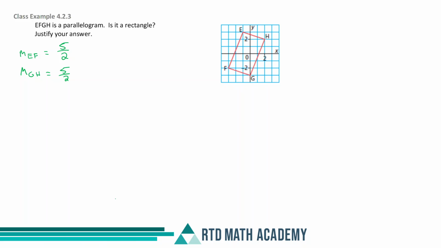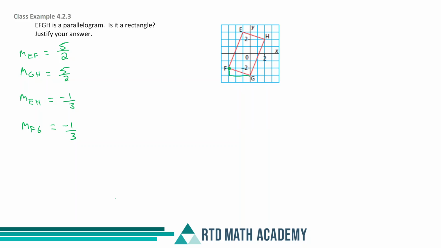So now let's find EH. The slope of EH: on this one, this goes down 1 over 3. So in this case, this would be -1 over 3. And then for the bottom here, this goes down 1 over 3. So FG would also be -1 over 3.